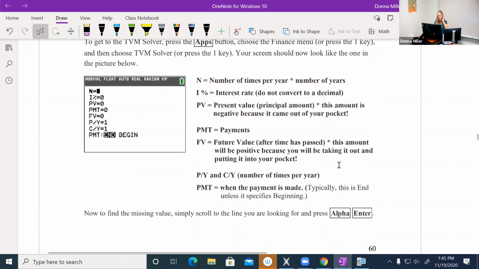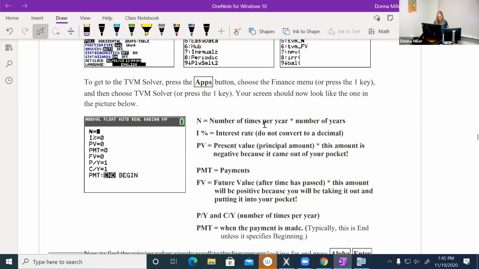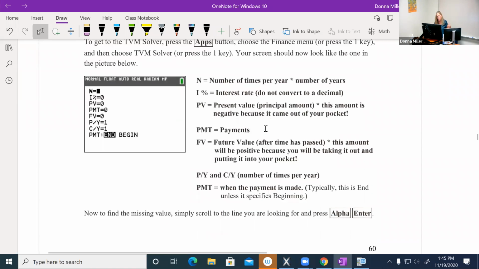PV is present value. Okay, now let's talk about negative and positive. Present value, am I doing savings? It depends whether I'm doing savings or a loan, but present value is what's in the bank right now. A lot of the time that's going to be 0, right? If I'm putting money into the bank, it's coming out of my pocket.